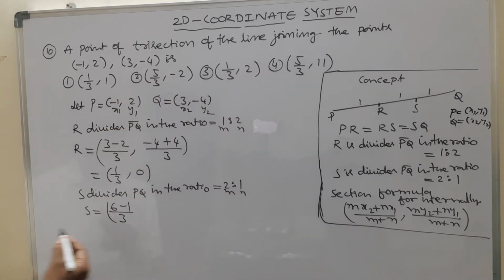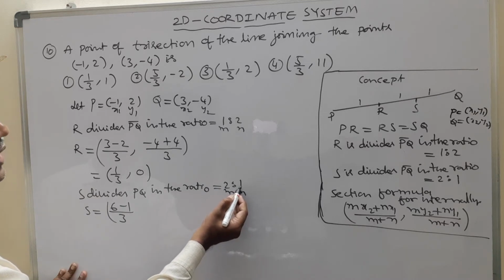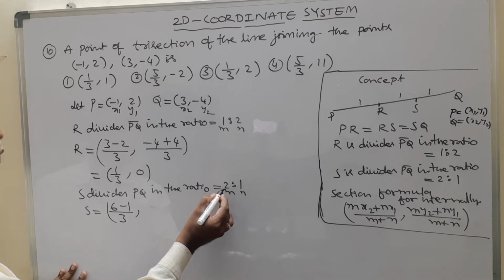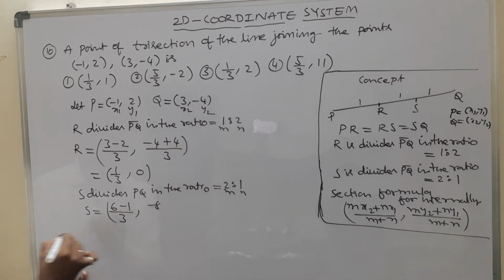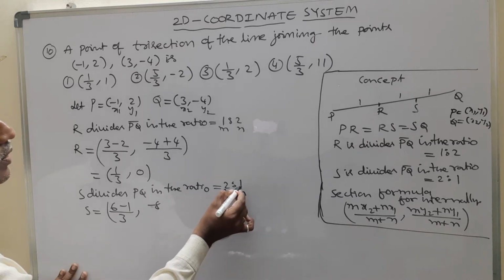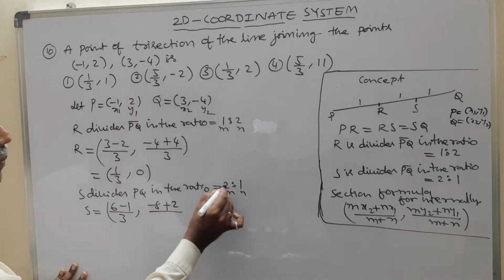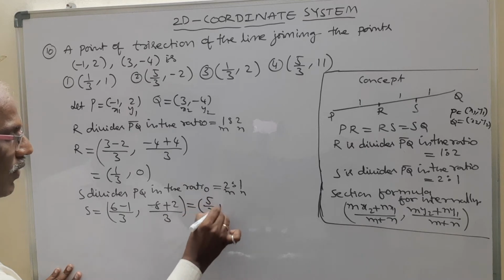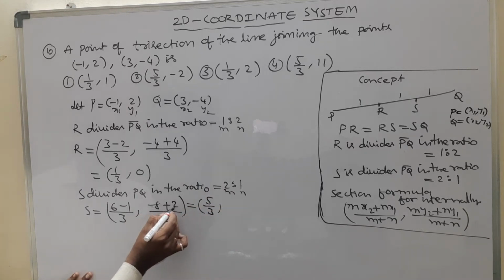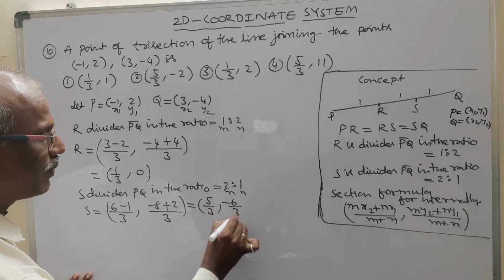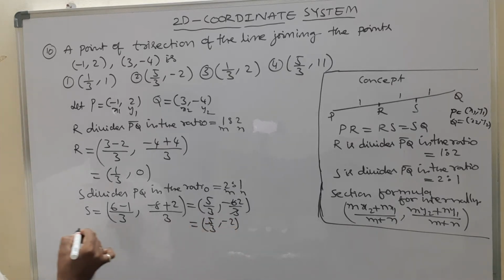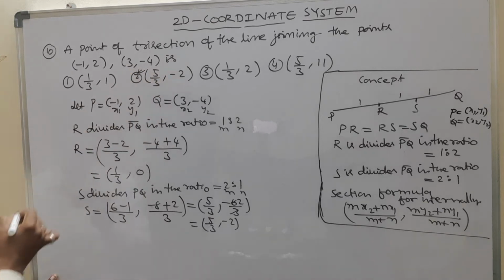Next, to find the y coordinate: my2, m is 2 into -4, -8; ny1, 1 into 2, by m plus n, 2 plus 1, 3. -8 plus 2 is -6 by 3, which is -2. So 5 by 3 comma -2. The second option is correct.